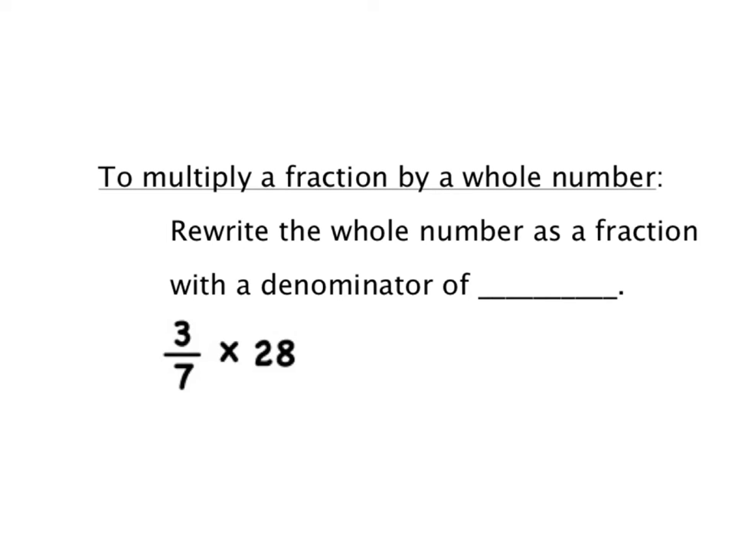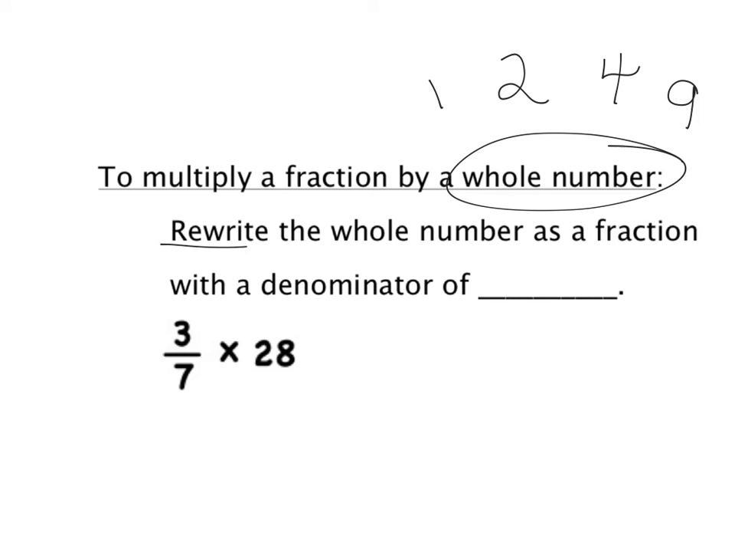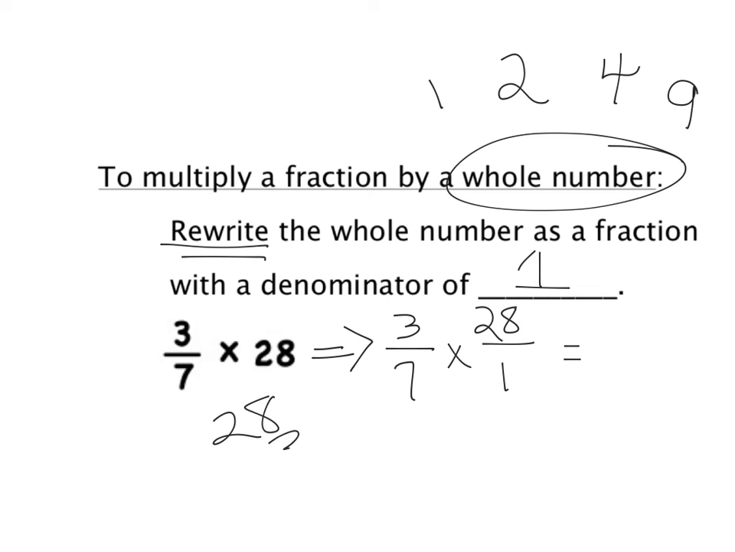Okay, to multiply a fraction by a whole number, like 1, 2, 4, 9, those are whole numbers. Rewrite the whole number as a fraction with a denominator of 1. So 3/7 times 28 over 1. 28 times 3 is 84 over 7. Now I'm going to simplify by 7.